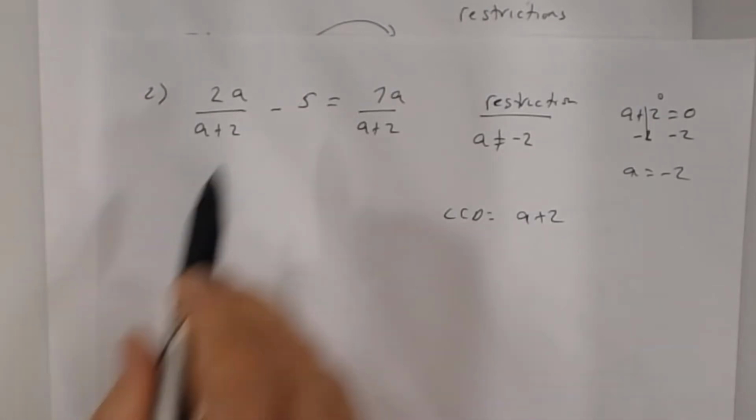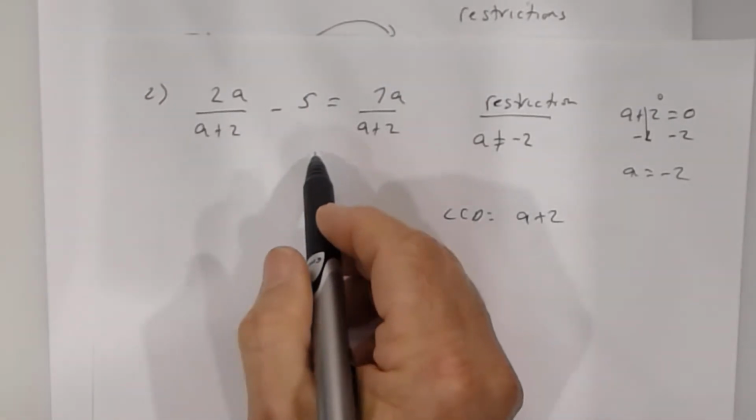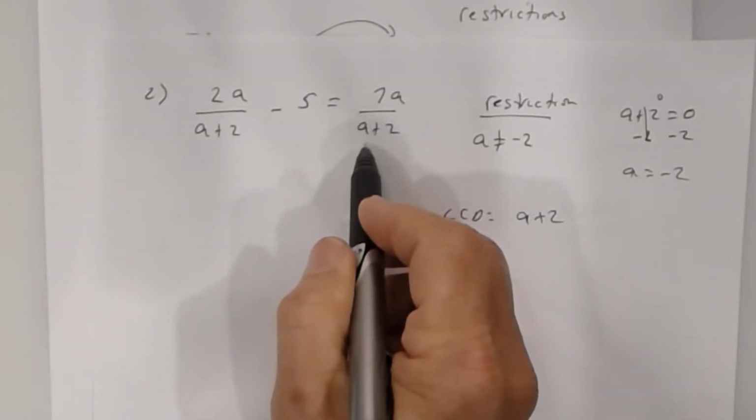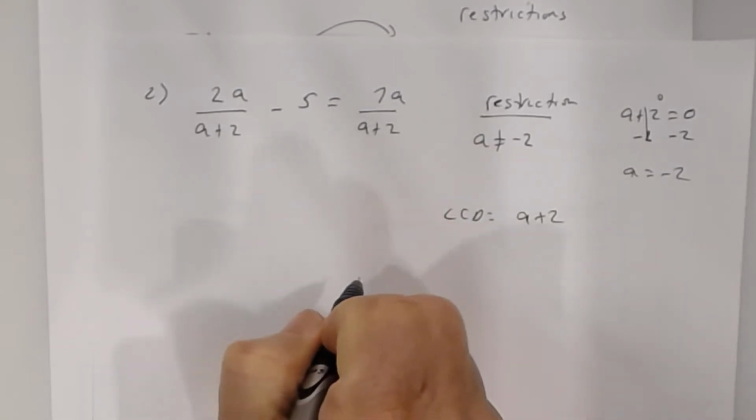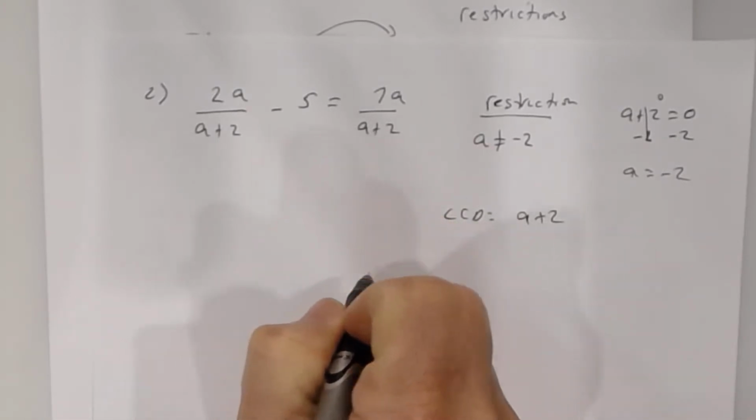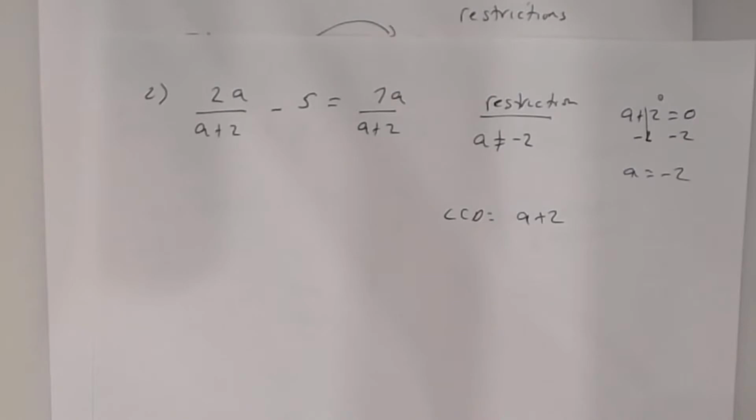My next denominator is a 1. Well, 1 goes into everything. My next number is a plus 2. I already have it. So what's your LCD? A plus 2. That's your LCD. Now once you find your LCD, what's the next step? Multiply both sides by the LCD.